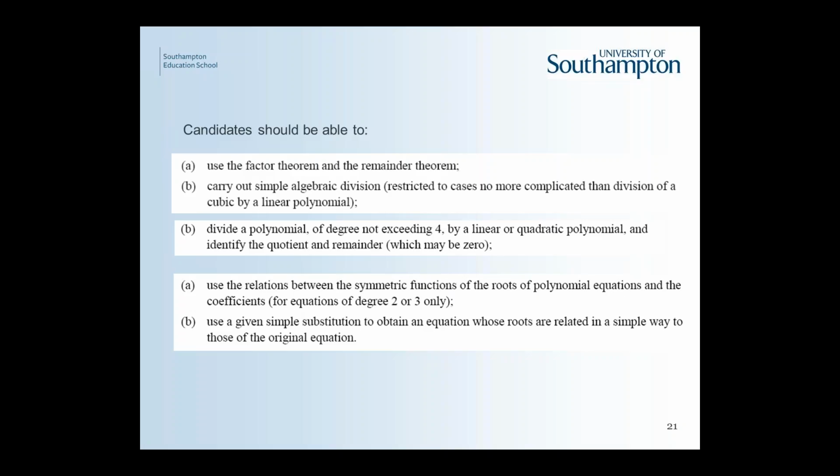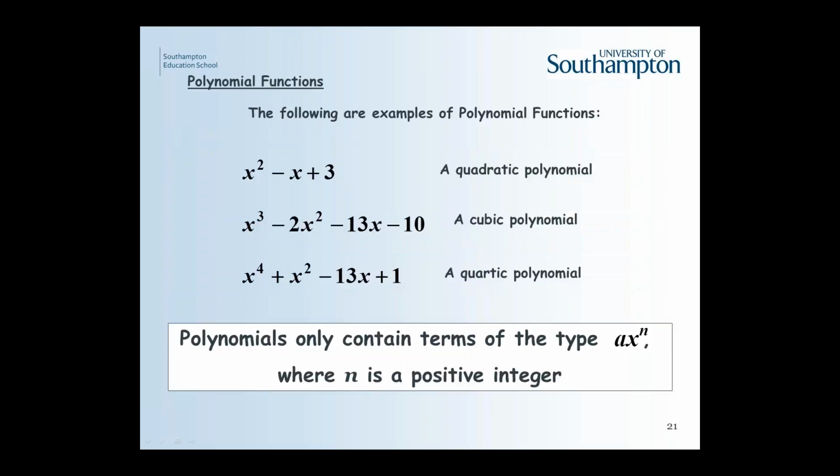What are the different cases? Use a given simple substitution to obtain an equation whose roots are related in a simple way to those of the original equation. I think it's just saying factorize them. Simple things to obtain an equation whose roots are related. I'm going to ignore that because I actually have no idea what that means. I can't be bothered to think it through.